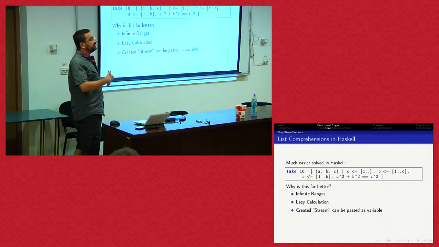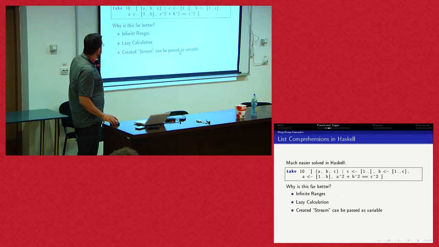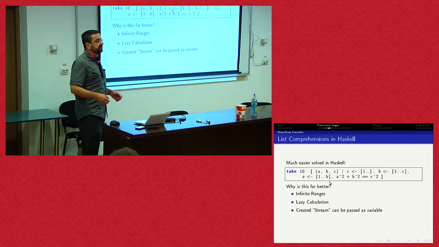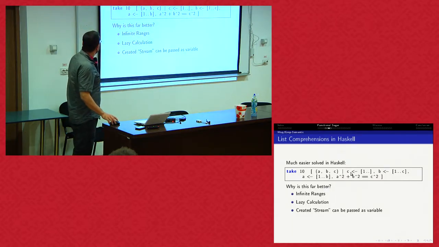So I don't have to say before how many solutions I want, and then I have to start the loop again. It creates a stream which can be passed around. So I don't have to take it right away. I can take this as an object of a stream, pass it as a return from a subroutine to another subroutine, and then the result says take 10.